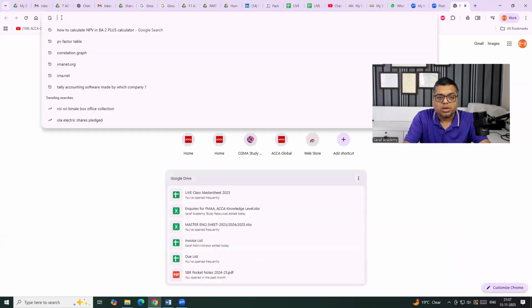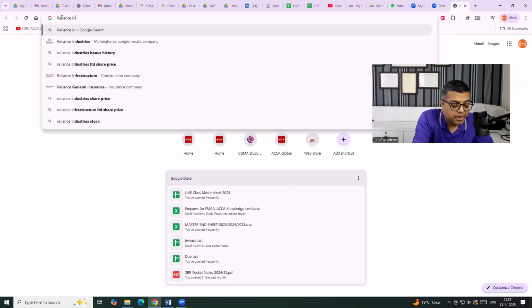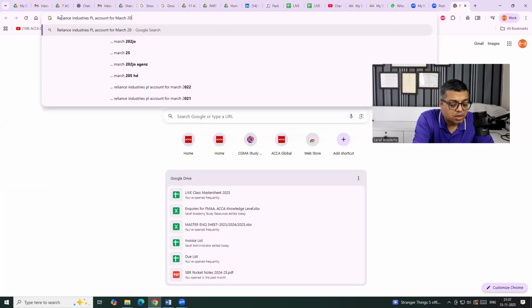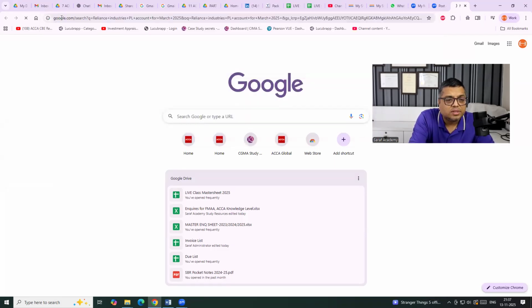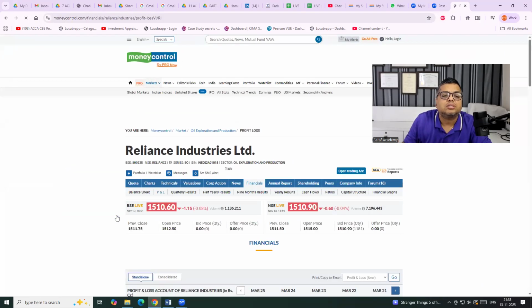Suppose you go in Google, ठीक है, you say Reliance Industries PL account for March 2025. They are saying for the quarter. चलिए इसी को खोलते हैं, कोई बात नहीं. रिलायंस इंडस्ट्रीज प्रॉफिट एंड लॉस, ठीक है.